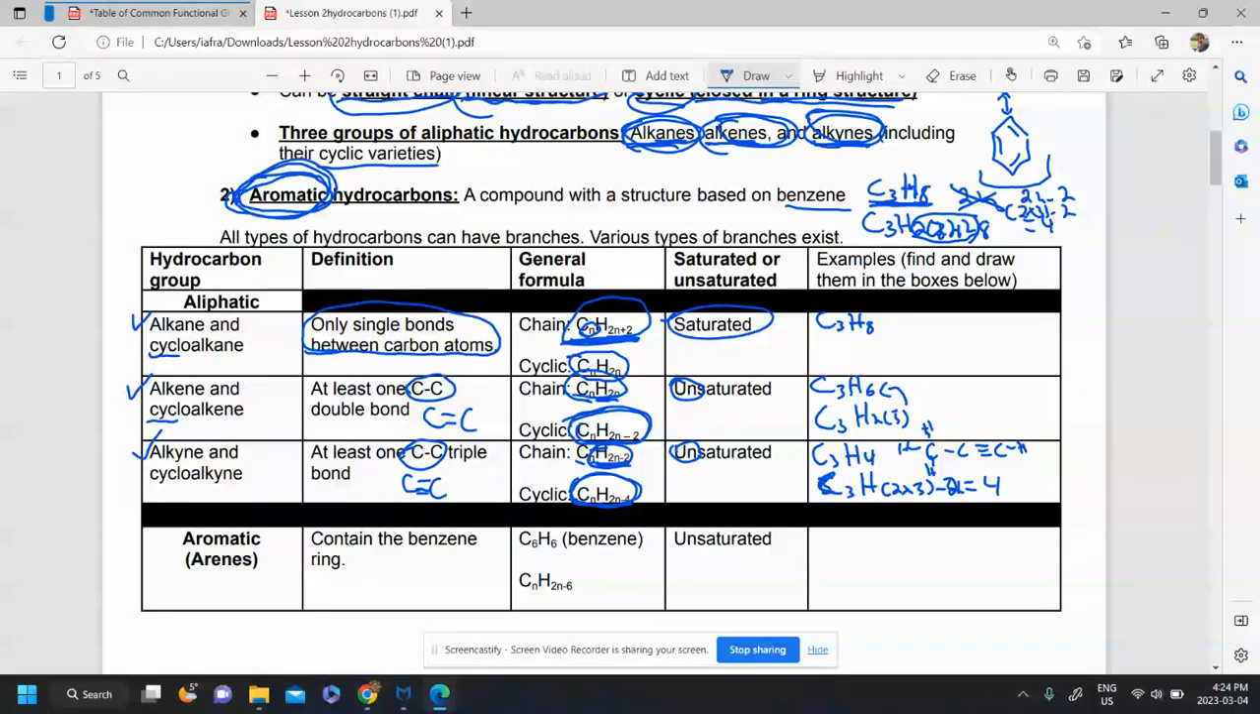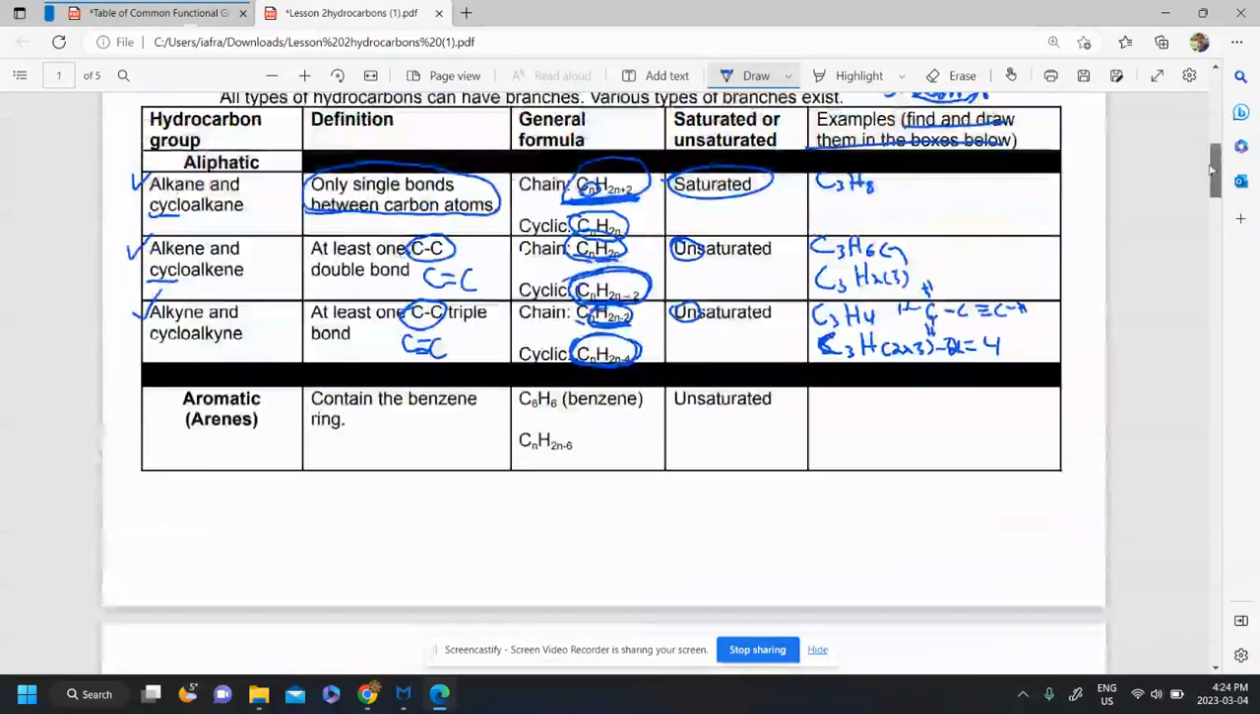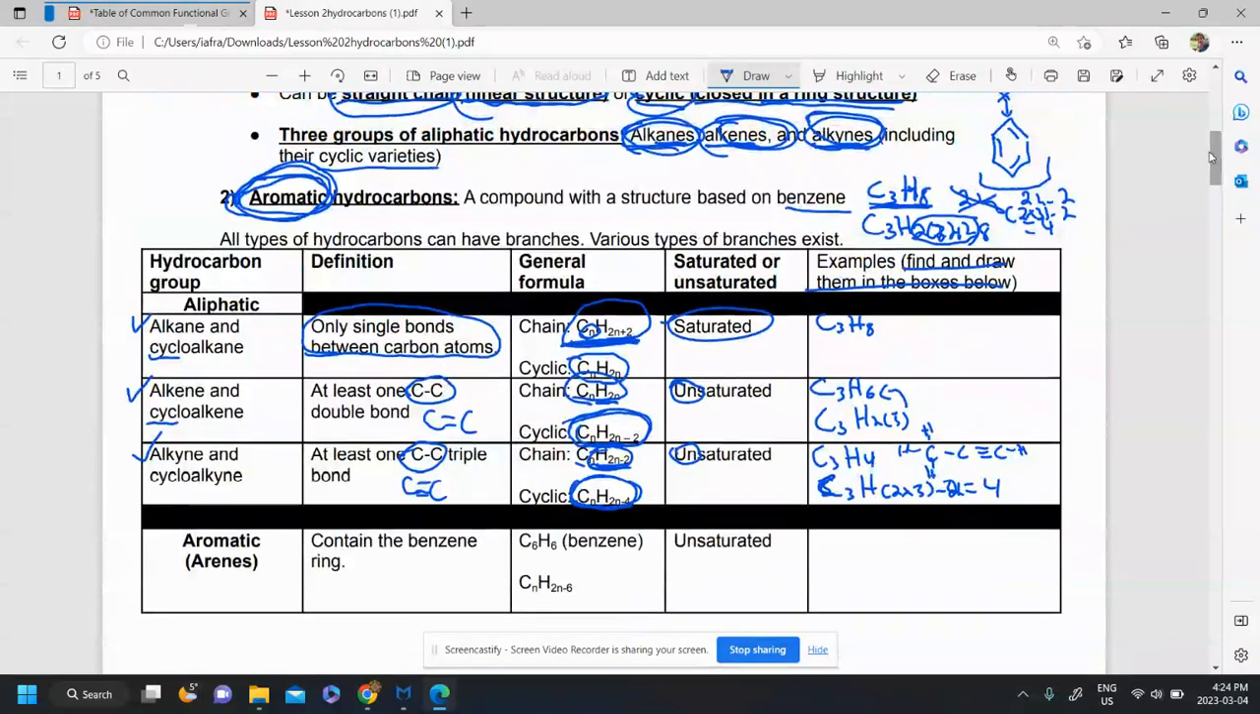As we do some more examples in the lesson, I'll want you to find some more examples of each of these, the alkanes, alkenes, alkynes, and then write some examples down in the boxes so you're familiar with them. Before we move on to do some more specific problem solving examples, let's take a look at the aromatics.